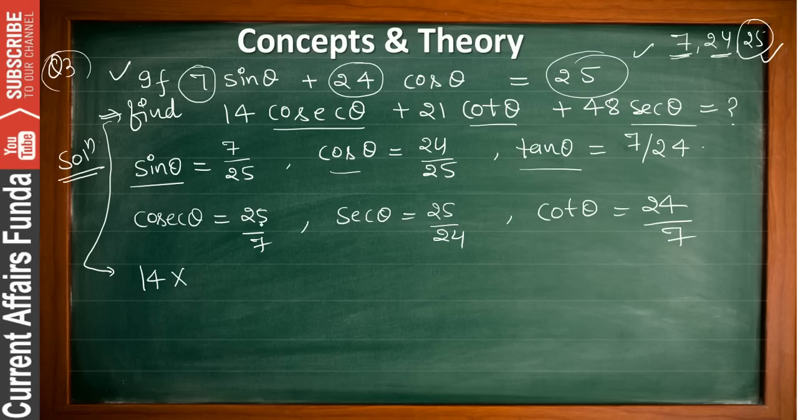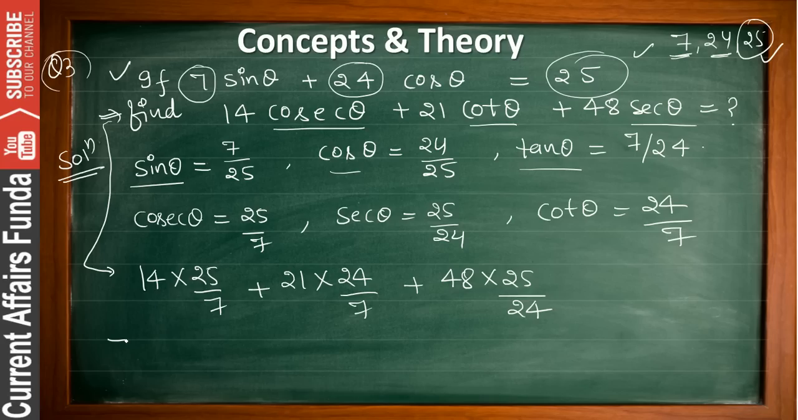Okay, so what this equation implies here: 14 into cosec theta, cosec theta that is 25 divided by 7 here, plus 21 into cot theta that is 24 divided by 7 here, plus friends, 48 sec theta, that means 48 into the value of sec theta, that is 25 divided by 24 here.